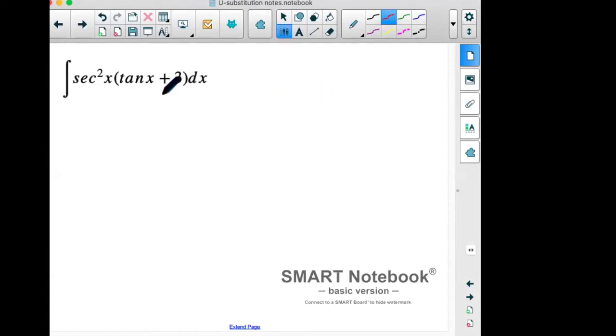Okay, so this one's a little bit challenging. Let's see. What do you think your inside function is? Tan x plus 3. Excellent. Okay, because you want to use the tan x plus 3 as your inside function because we know what the derivative of tangent is.